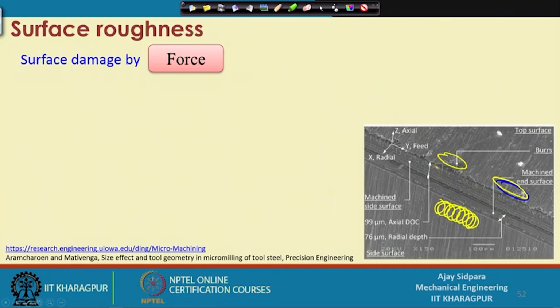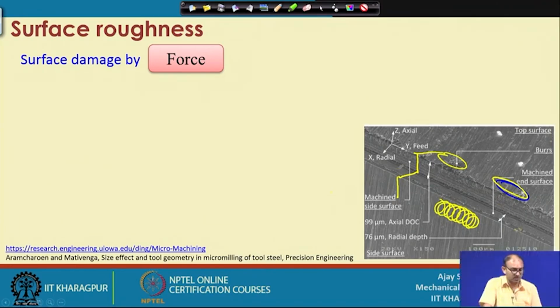So, this is the vertical wall, this is the bottom surface and this is the wall surface, and this is the component of the unmachined side surface. In this way, one is the forces. If the forces are very high or fluctuating, then you will get different patterns and there is burr formation also and the surface roughness increases also.